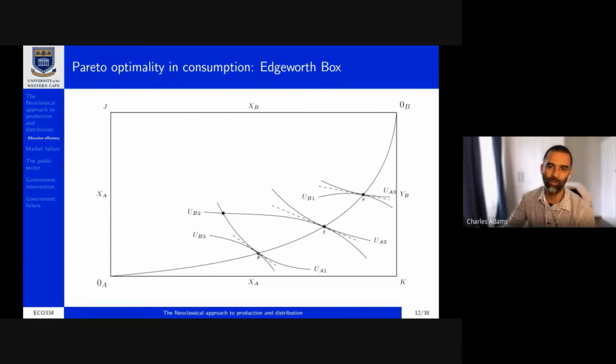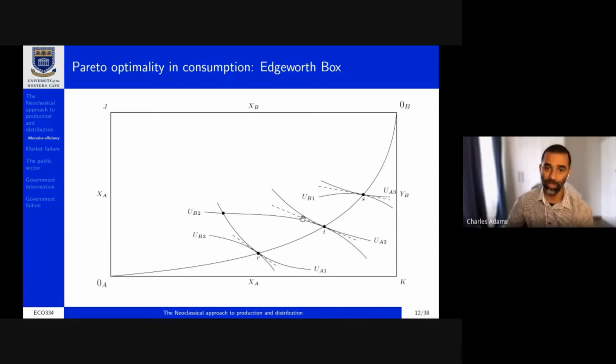So clearly this is an instance where either A or B can be made better off without making the other consumer worse off. So if we move to point T, for instance, now A is on a higher indifference curve than he was over here, right? So clearly he's better off, whereas individual B is indifferent, right? He wasn't made worse off by moving from the point over here at the intersection of UB2 and UA1 down to point T, which is the point of tangency between UA2 and UB2. Okay, so that is an example of a Pareto improvement in this economy. In other words, there's been a welfare improvement when we move from this point to that point.